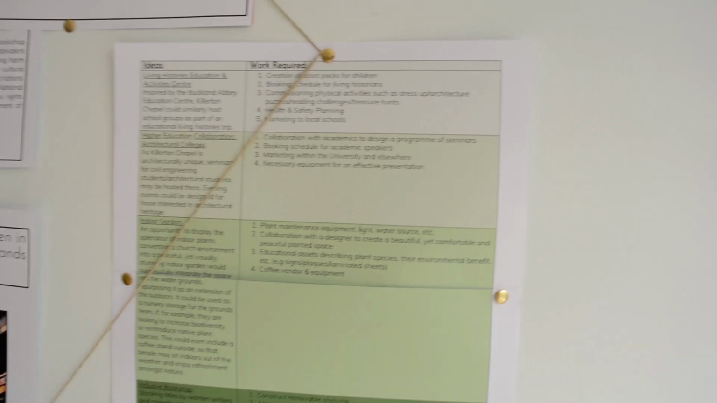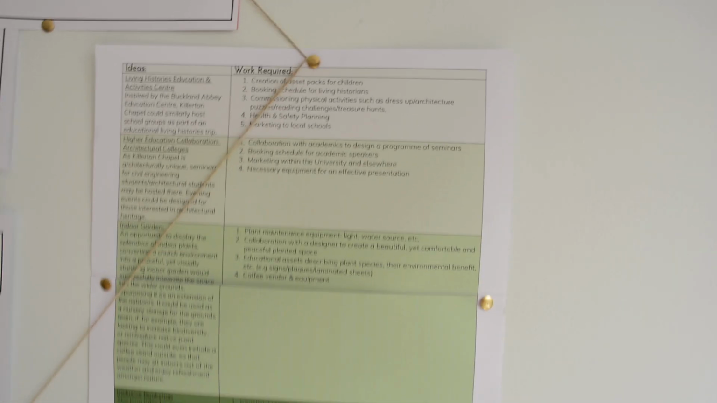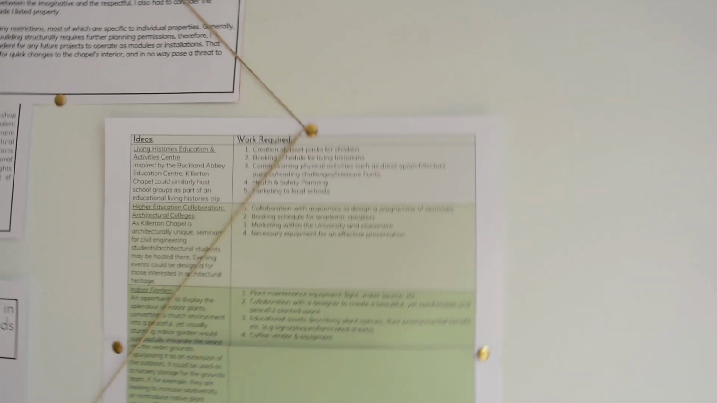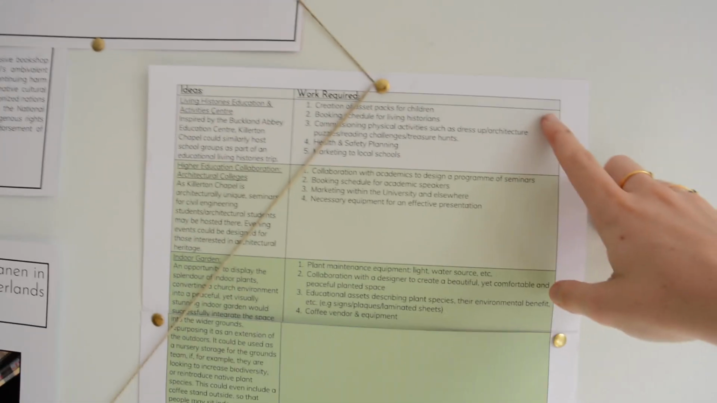So there they have this wonderful education centre for children and school groups to come and learn, to do hands-on learning around the structure of the abbey, the sort of events that go on there, and the work the monks do. So I thought that a similar education centre at Killerton could host school groups as part of Educational Living Histories trips. In this side of the chart, I've discussed the work required.